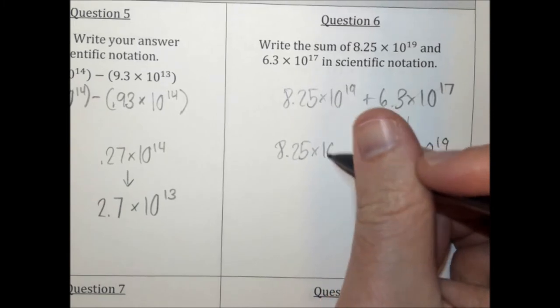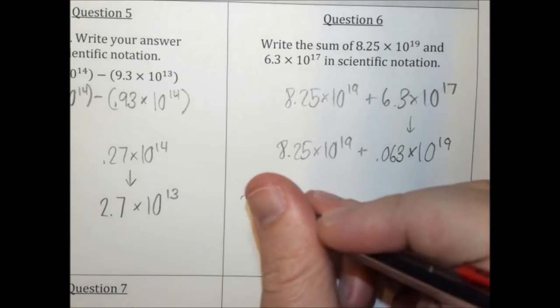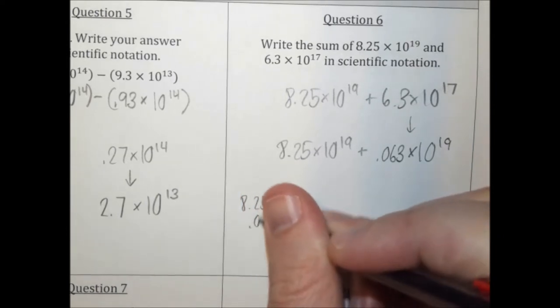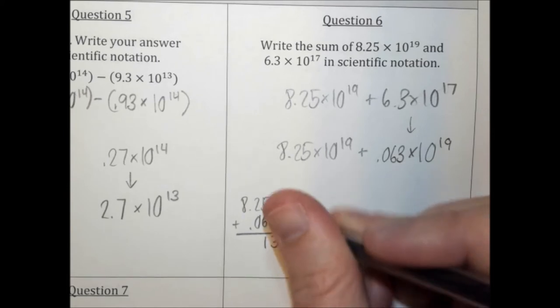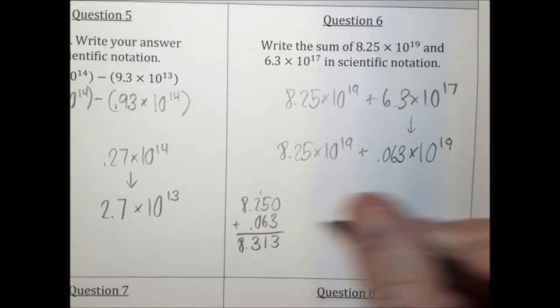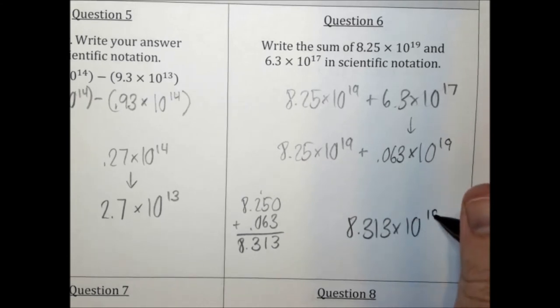All right, we have 8.25 times 10 to the 19th. Doesn't change. Let's add. When you add here, we're going to get 8.313 times 10 to the 19th.